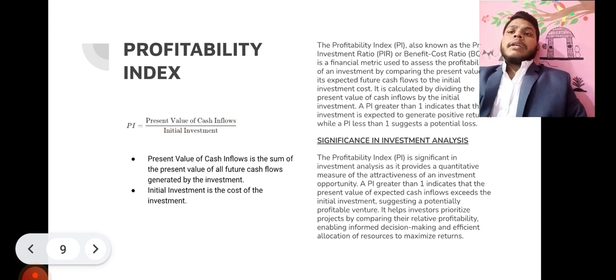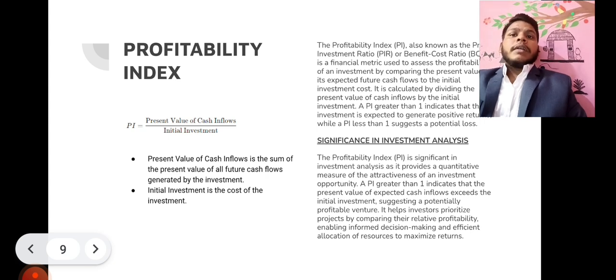Next would be the profitability index. The profitability index, also known as the profit investment ratio (PIR) or benefit cost ratio (BCR), is the financial metric used to assess the profitability of an investment by comparing the present value of its expected future cash flow to the initial investment cost. It is calculated by dividing the present value of cash flow by the initial investment. A PI greater than 1 indicates that the investment is expected to generate positive returns, while a PI less than 1 suggests a potential loss.